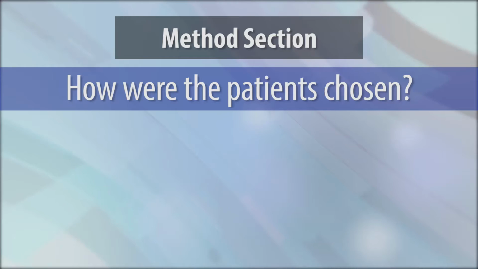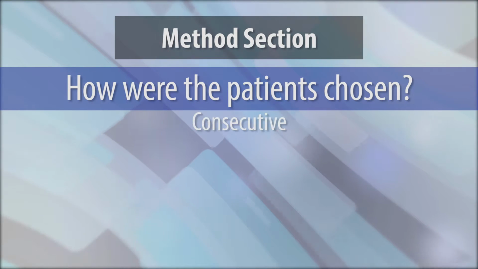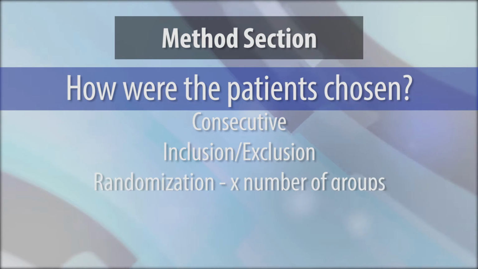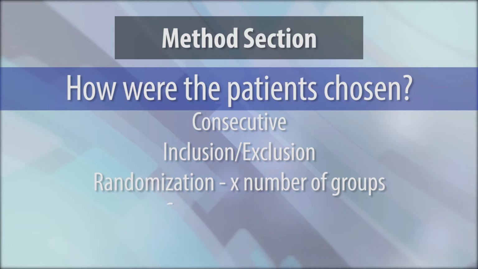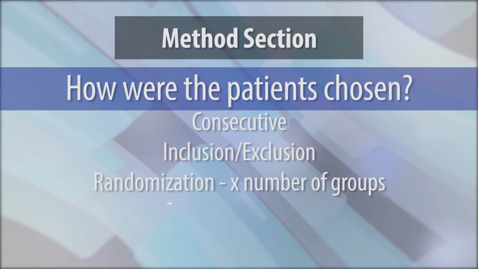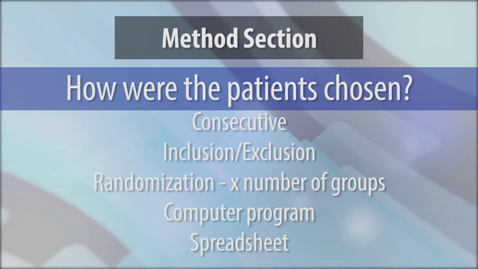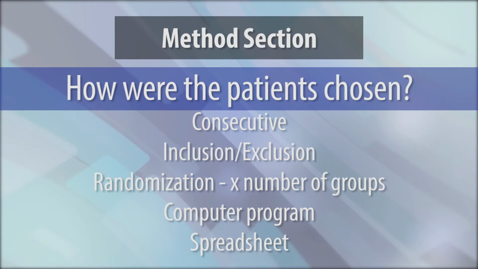So starting with the method section, first we need to find out how the patients were chosen for the study. Were they consecutive or were inclusion-exclusion criteria utilized? Was any form of randomization utilized? If so, you need to describe how the patients were randomized into X number of groups. Was a computer program used? Was a spreadsheet? Was it Microsoft Excel? What type of randomization? That needs to be clarified in the method section.